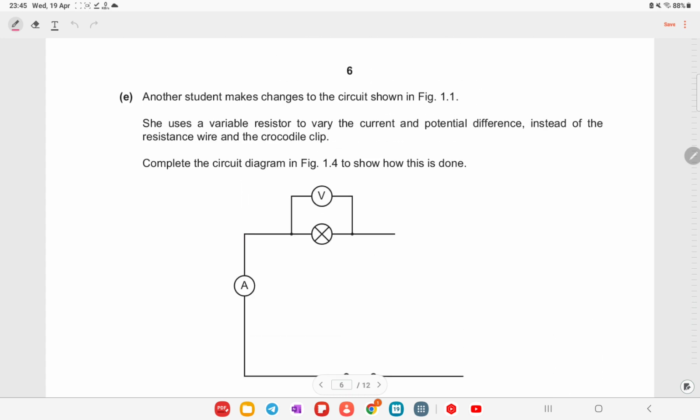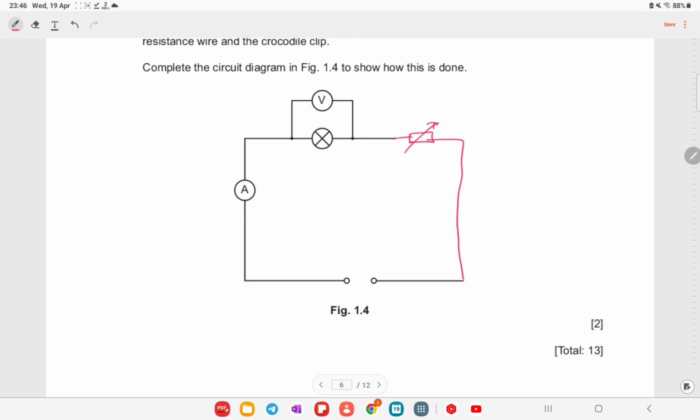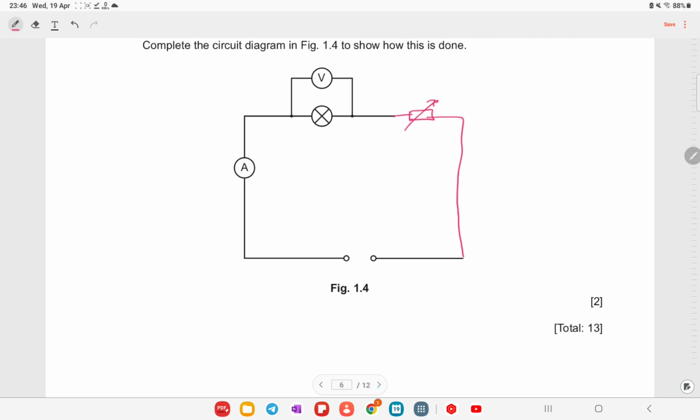Another student makes changes to the circuit shown in figure 1.1. She uses a variable resistor to vary the current and the potential difference instead of resistance wire and the crocodile clips. Complete the circuit diagram figure 1.4 to show how this is going to be done. So you simply add a variable resistor over here and then connect this point to this. So this is going to be done.